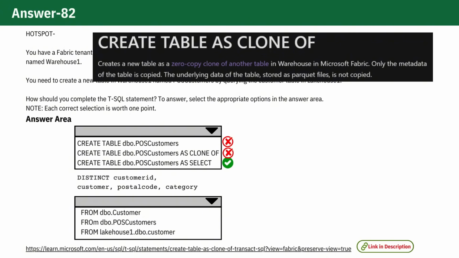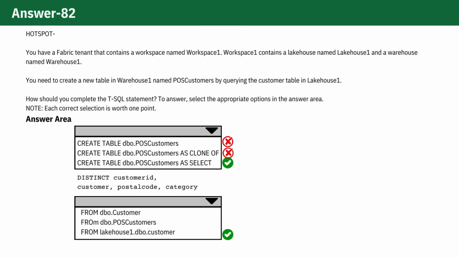The second drop-down, FROM Lakehouse1.dbo.customer, is correct. Since you need to query the customer table located in Lakehouse 1, this option correctly specifies the source of the data for the select statement. Option: FROM dbo.customer is incorrect because this option would refer to a customer table within the same database, likely the warehouse one, but it doesn't specify the Lakehouse 1 as the source. The question explicitly states that the data needs to be queried from Lakehouse 1.